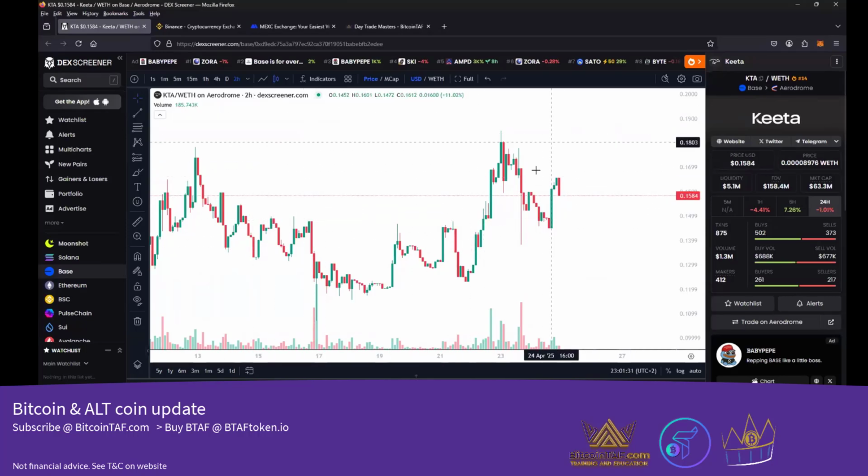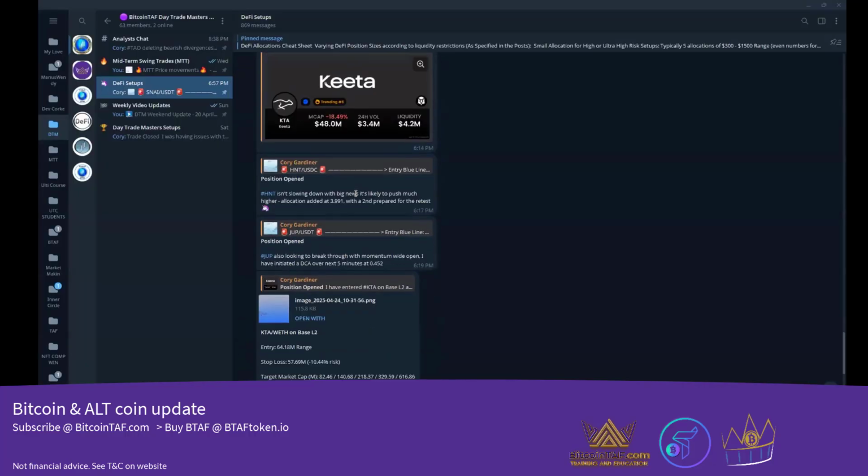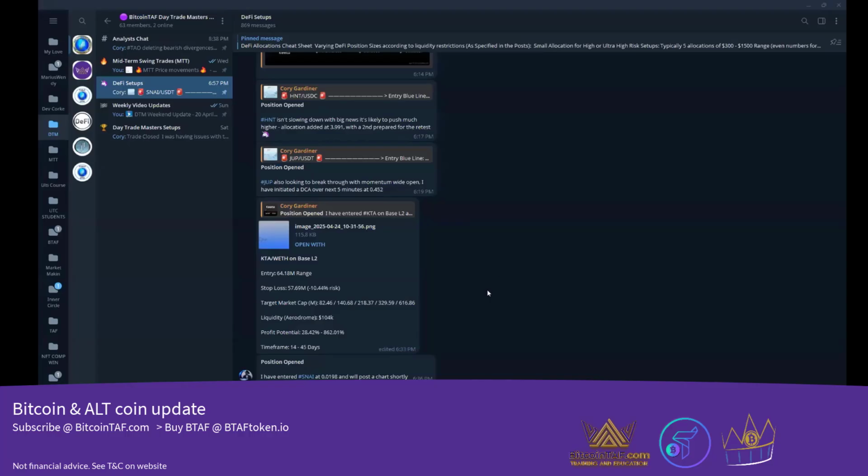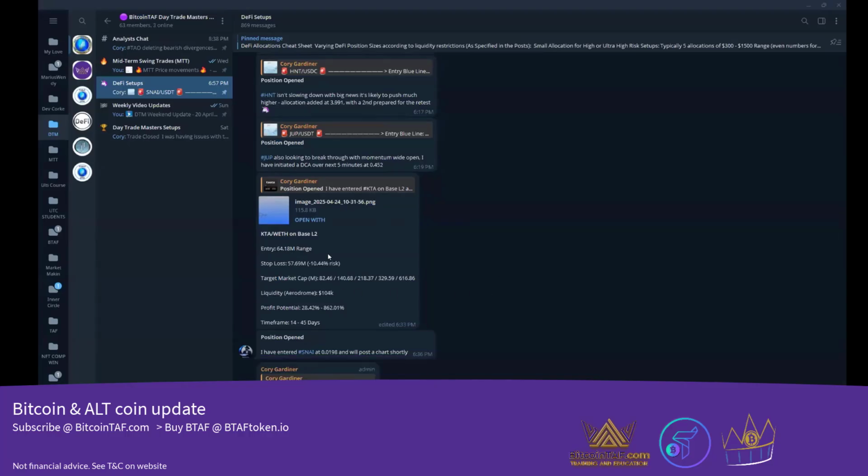So for instance, this is one that we now did in the channel that Corey posted. It is Kita. And he also posted this chart here of all the take profit levels. I'll go shortly through how that works. Now, I don't think anyone else is doing these type of trade setups. This is very important because what we do here, we give you entries, we give you stop losses, we give you the target market cap and where the potential profit is. So this is what we go into with DeFi setups. This is usually done on the 12-hour time frame. So we cover both exchanges. We cover decentralized exchanges, we cover centralized exchanges.